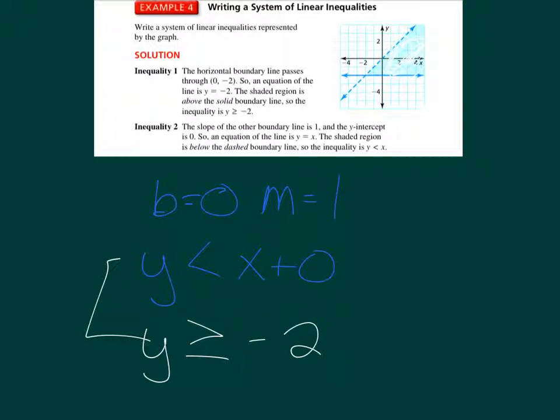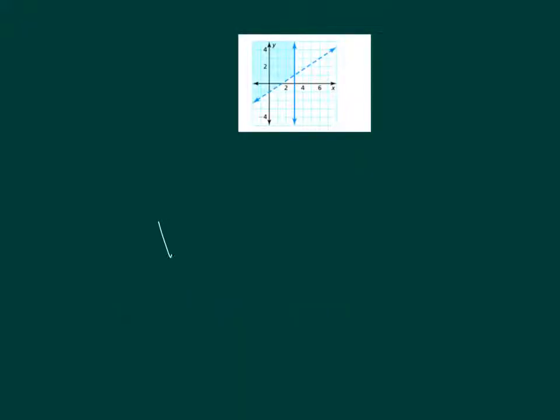Now you're going to try one. Less than or equal to 3. That's one of them. Very good. What's the other one? Y is greater than. Yay!